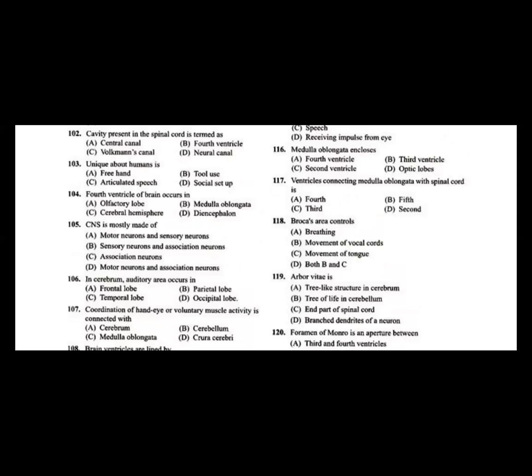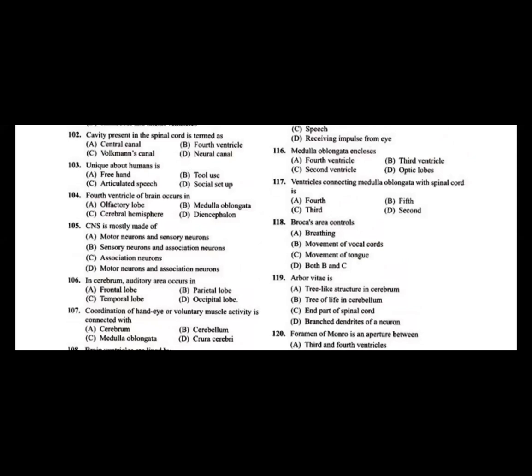Question number 106. In the cerebrum, the auditory area occurs in. We know that the whole cerebral hemisphere is divided into frontal, temporal, parietal, and occipital lobes. The frontal lobe is for intelligence and other functions. Parietal is for somatosensory function. Occipital is a visual function, whereas the temporal lobe is responsible for the auditory area of the cerebrum.